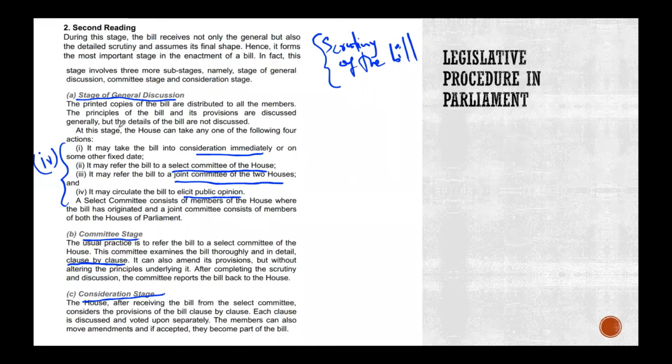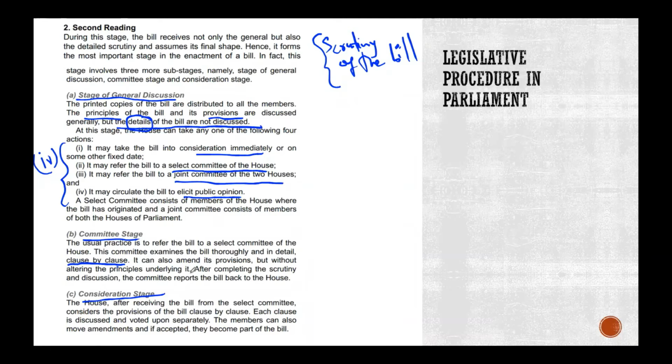Okay, and what happened here? The details of the bill are not discussed, so no details. Okay, what are you discussing? The basic principles behind it, some basic provisions behind it. Here it is clause by clause. It can also amend the provisions without altering the principles underlying it. So maybe it'll add some features that are more important, or fine tune it, tweak it as required.